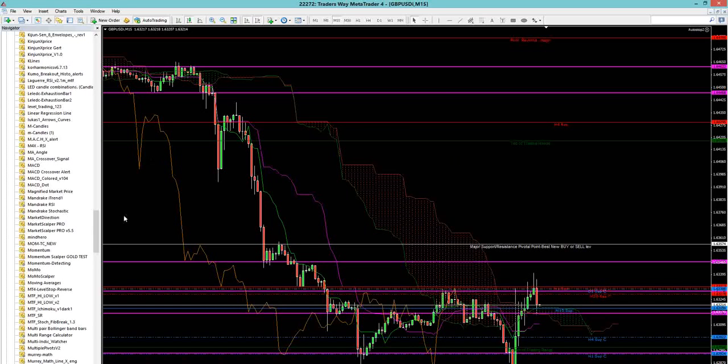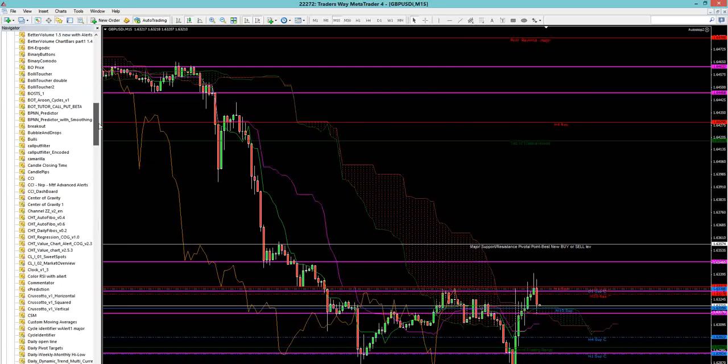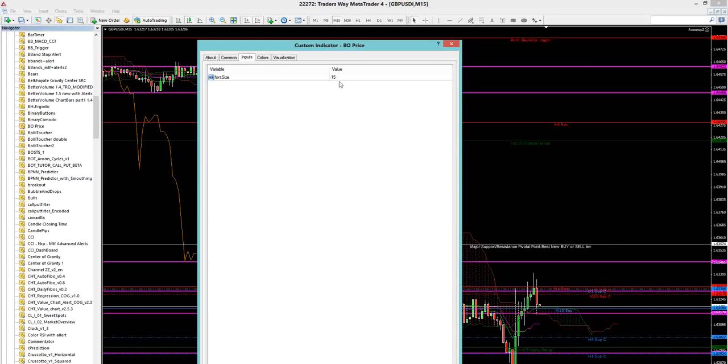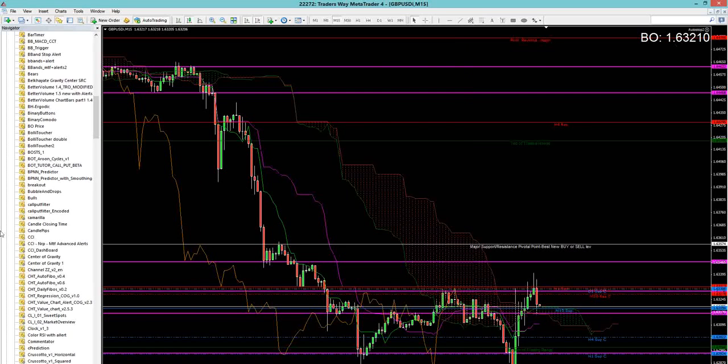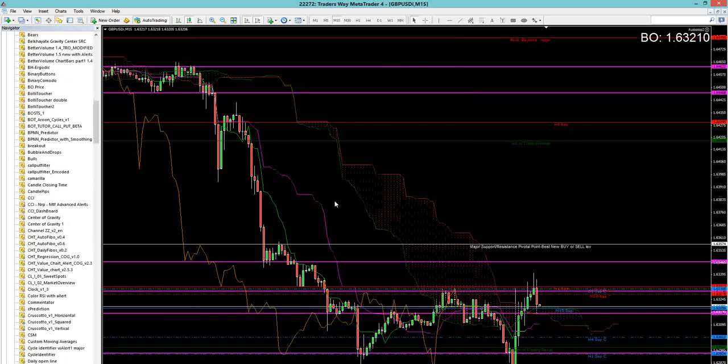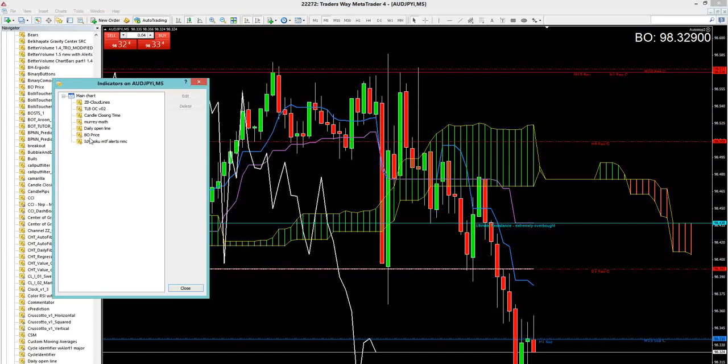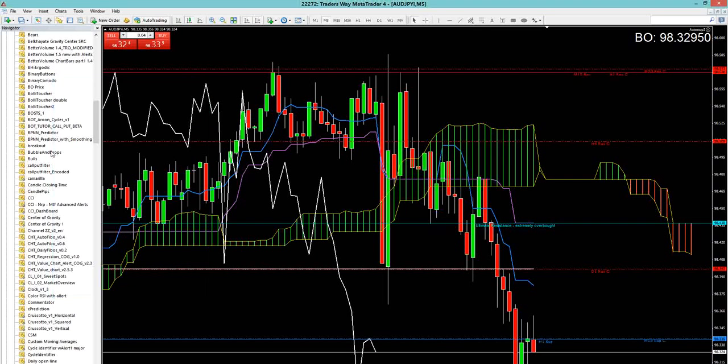Let's see what else was there. Totally forgot. The BO price right here. BO price. Font size is default 15. I changed it up to 25 because I'm a blind bastard. Throw that on there, puts it up there, and the last one is the candle close. Don't remember the name, so let me look at it real quick. Daily open, candle closing time. So let's grab that one real quick.